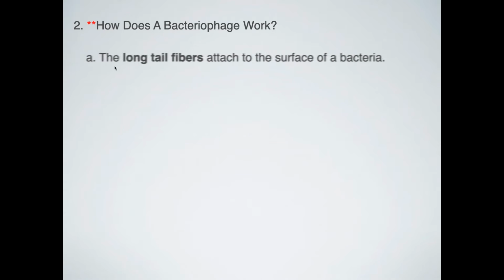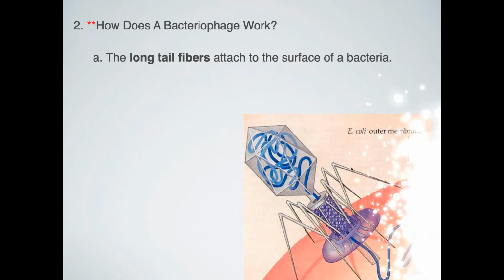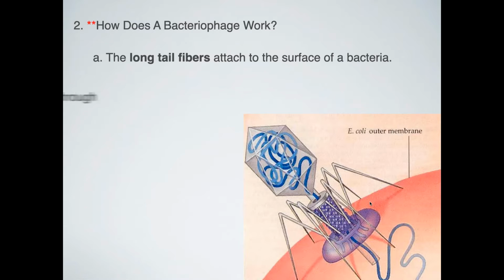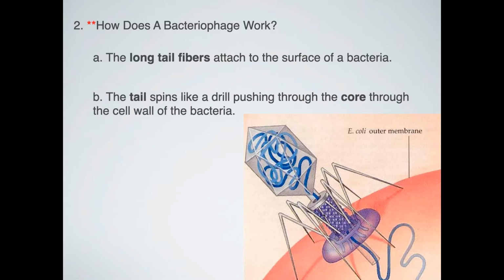So, how do bacteriophages work? Well, the long tail fibers attach to the surface of a bacterium. So, this is like the E. coli bacterium. And so it will land with its little long tail fibers. The tail will spin like a drill, pushing the core into the cell wall. When it does that, the DNA automatically gets injected.